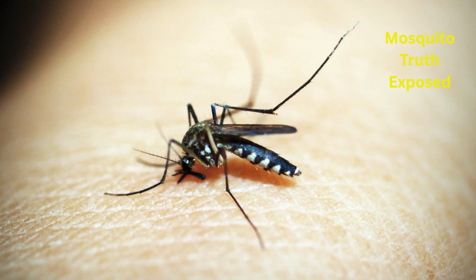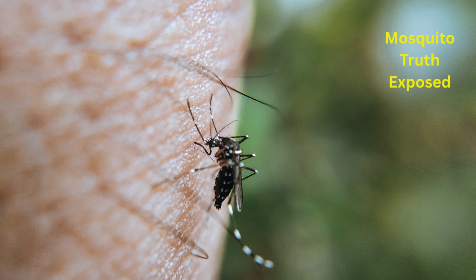Mosquitoes are most active during dawn and dusk, although some species may bite during the day or night. They are attracted to carbon dioxide, body heat, and certain body odors, which is how they locate their targets. Areas with poor sanitation and stagnant water are more likely to have high mosquito populations.